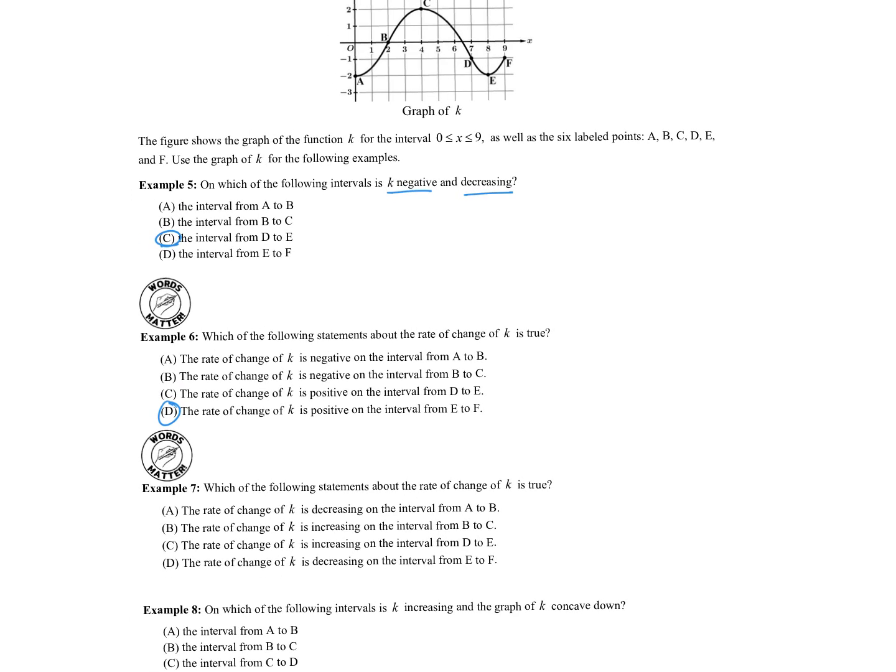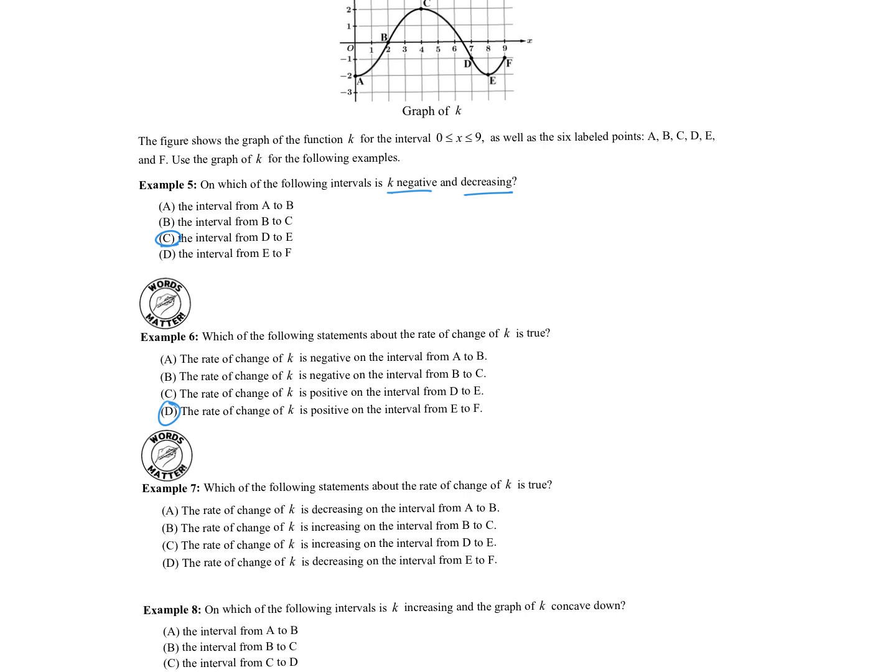All right, let's look at number 7. All right, I need a good reader. Lucas, you got me on this one. Which of the following statements about the rate of change of K is true? Keep going. The rate of change of K is decreasing on the interval from A to B. All right, what does that mean? The rate of change is decreasing. That means what? Concave down. Is it concave down from A to B? No.